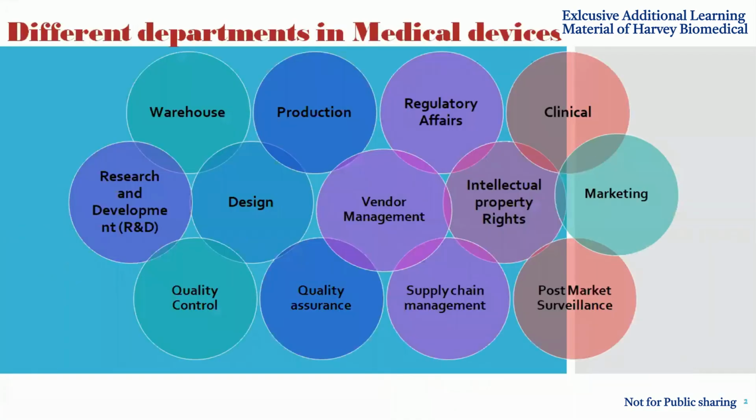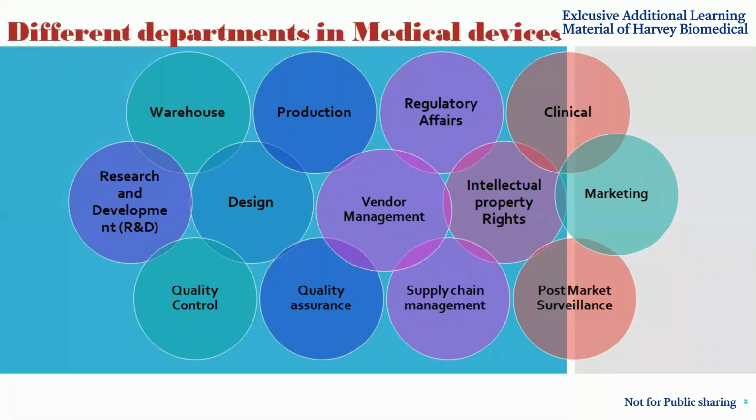If you see, in this I am going to give the different departments. You see warehouse, production, regulatory affairs, clinical, marketing, intellectual property rights, vendor management, design, research and development, quality control, quality assurance, supply chain management, post-market surveillance. All these different domains or functional departments are available in the manufacturing facility. Not only medical devices, if you go to drugs also, the departments will be there.